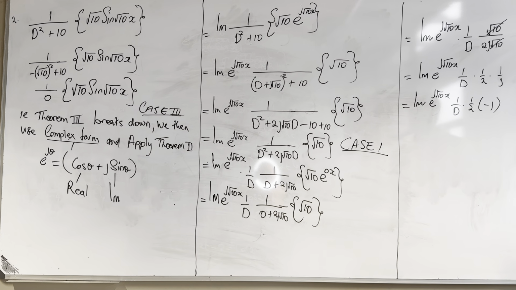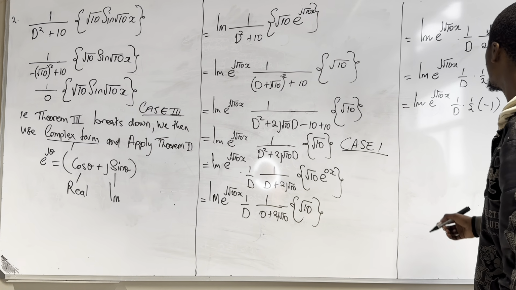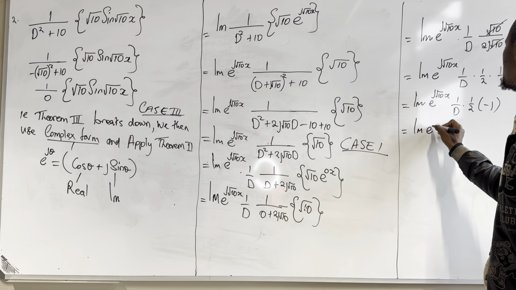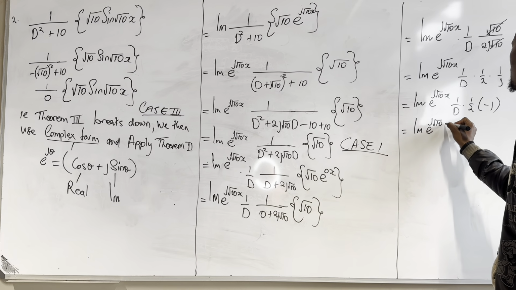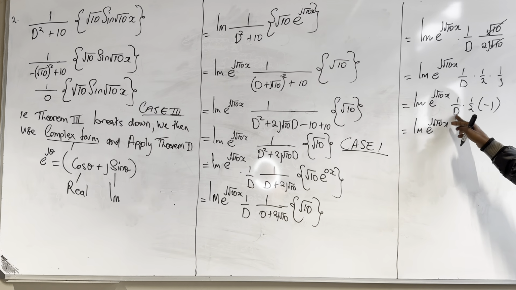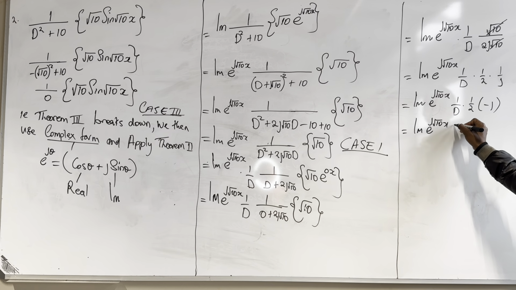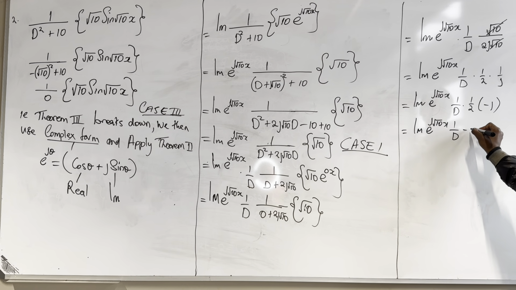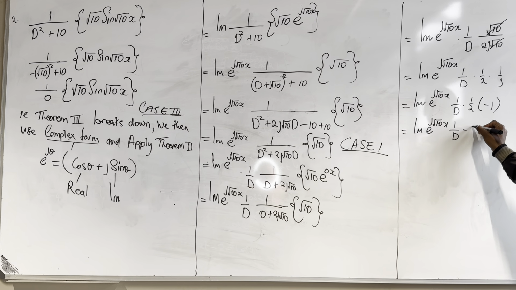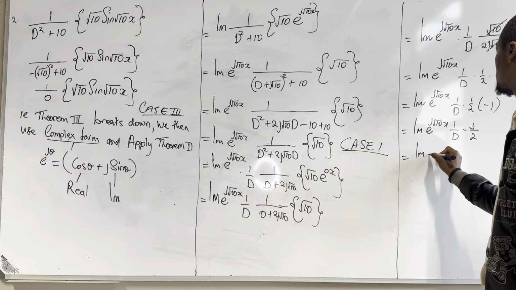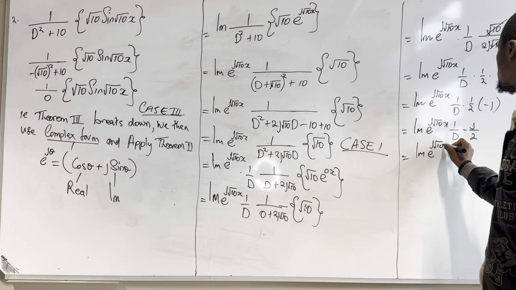Okay, and then we have that, so it will be the imaginary part of e to the power of j root 10x, and then we integrate this, so we can just put it back, a negative j over 2. Okay, and then we integrate, so we'll have the imaginary part of e to the power of j root 10x.